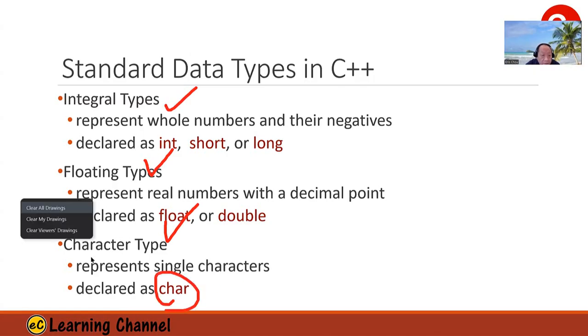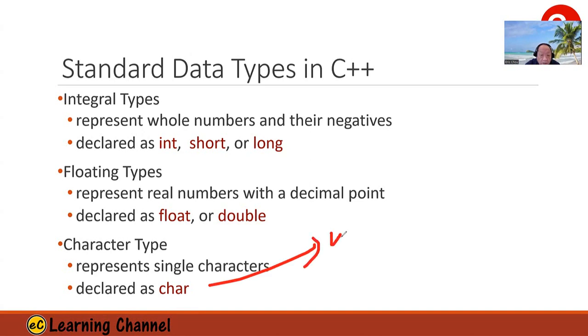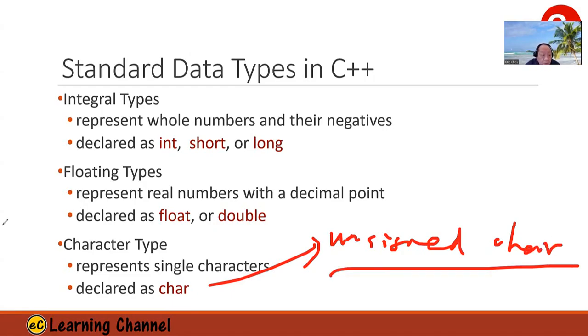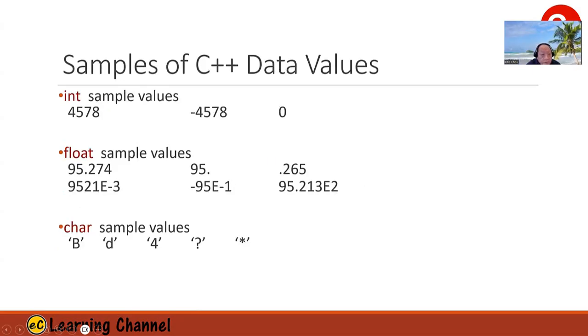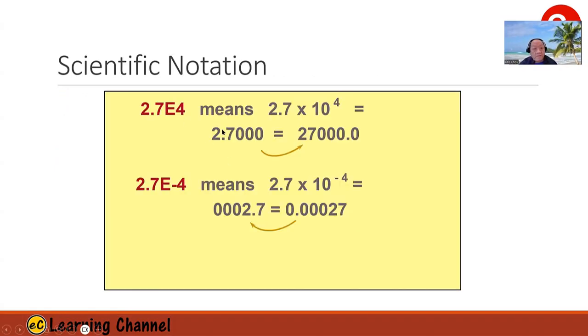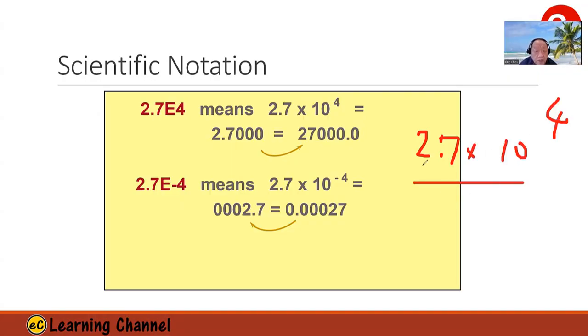Usually for a character, you use unsigned char. It's the best way to use integers for characters. Right here is how you write an integer value, a floating point value, and a char. Char is the same as Java, using single quotes. So this one we don't waste our time on. Scientific notation is the same: 2.7E4 means 2.7 times 10 raised to the power 4. Still the same.